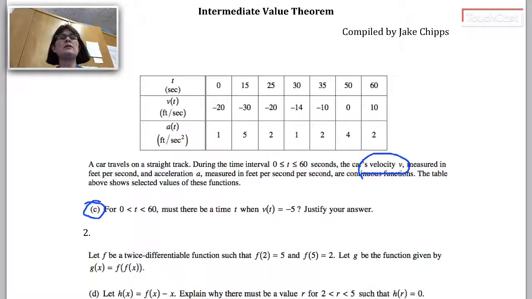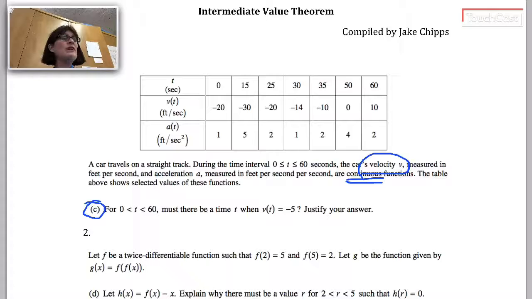We're going to focus here on part C. I left out part A and B because we're not ready for them yet. But we can use the intermediate value theorem here for letter C. For the time interval 0 to 60, do we know for sure that there's a time when the velocity is -5? Justify your answer. We've been told that velocity and acceleration are both continuous functions. So I'm going to explore the possibility of answering here using the intermediate value theorem.